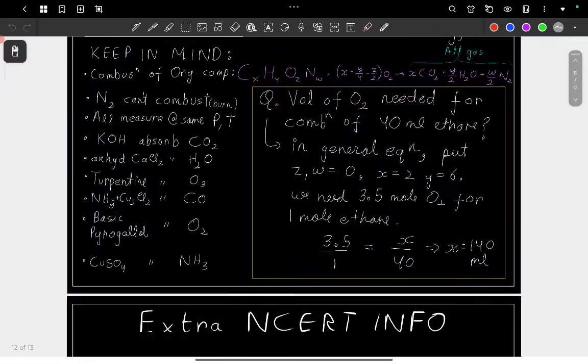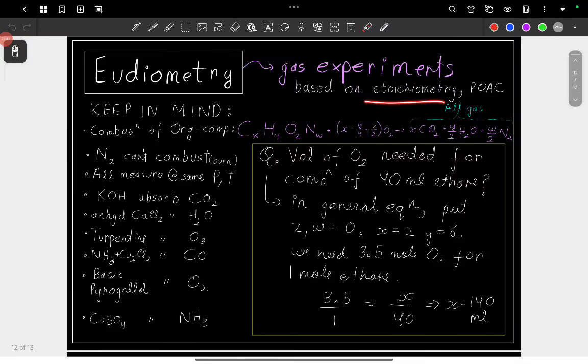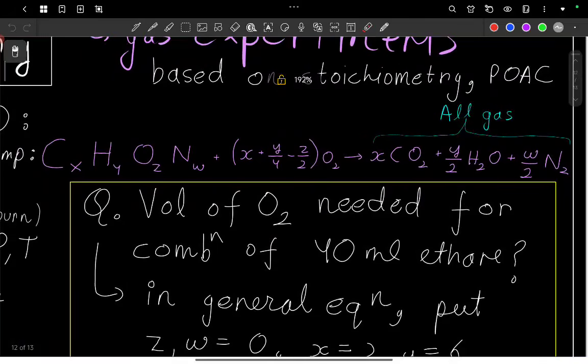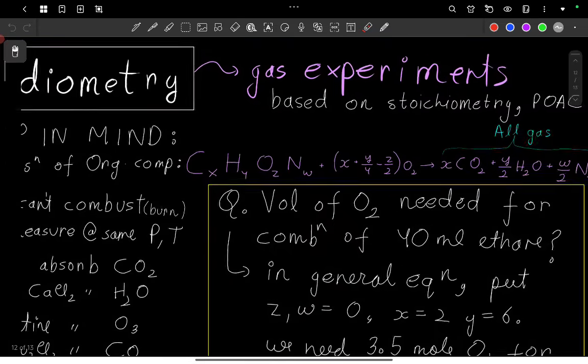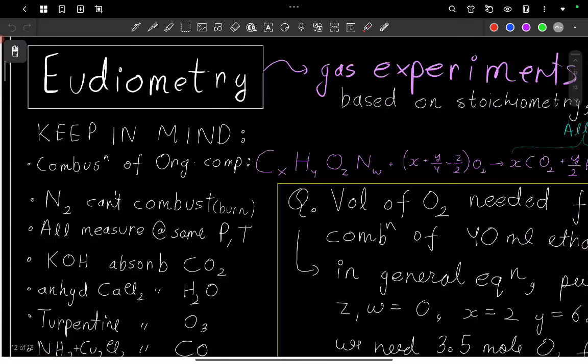Now let's look at Eudiometry. Eudiometry is nothing but gas experiments which are based on stoichiometry and the principle of atomic conservation. These are some important points to keep in mind. This is the general equation of combustion of any hydrocarbon. Combustion is nothing but burning in the presence of oxygen. Keep in mind, this is a very useful reaction. It will almost always help you in one way or the other. And a lot of questions have come directly from this point in JEE Mains 2026.